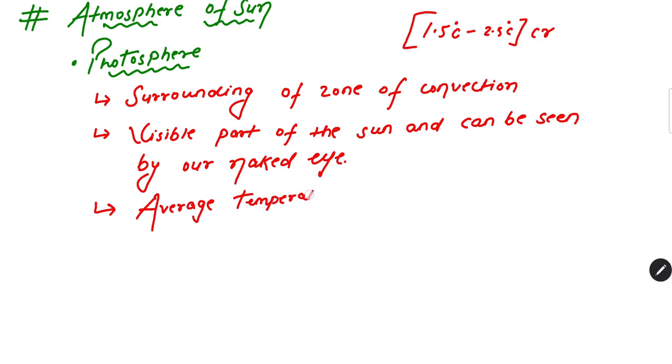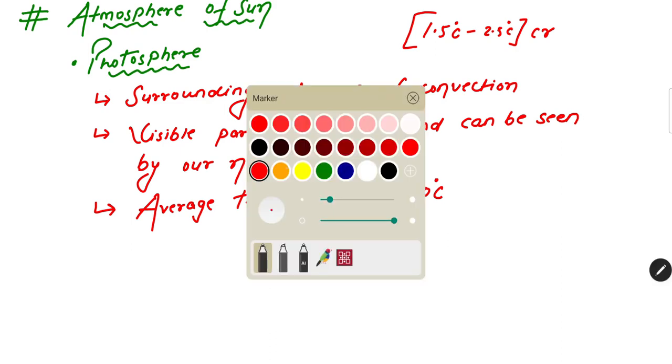Average temperature of photosphere is approximately 6000 degrees Celsius. Okay, so this is the atmosphere of the sun. The photosphere, surrounding the zone of convection, is the visible part of the sun and can be seen by our naked eye, with an average temperature of approximately 6000 degrees Celsius. And there is another important point. And what is that important point?